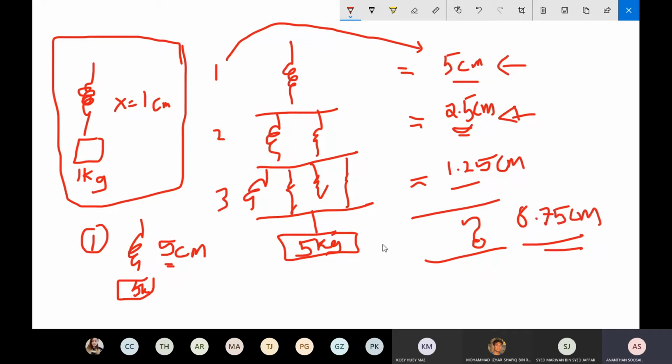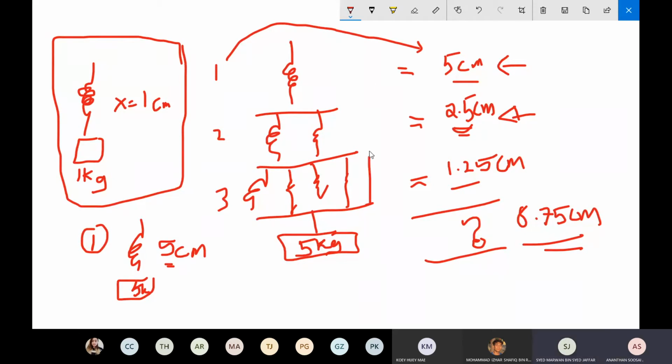Okay, good. So this is how you calculate. 1 kilogram is 1 cm. If the mass is changed to 5 kilogram, you need to find for one single spring, 5 kilogram, how many centimeter first. Then for every platform, you have to calculate the extension, then add them.